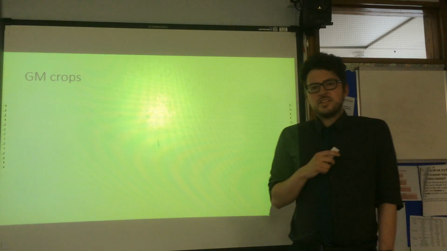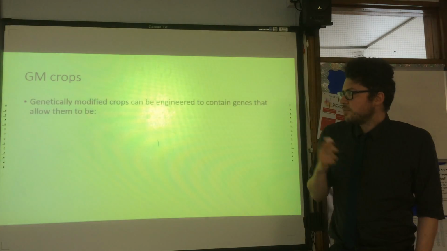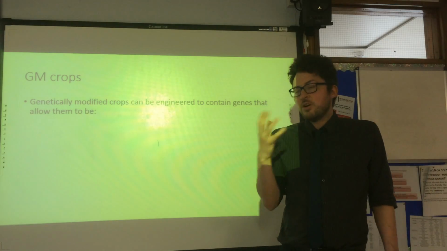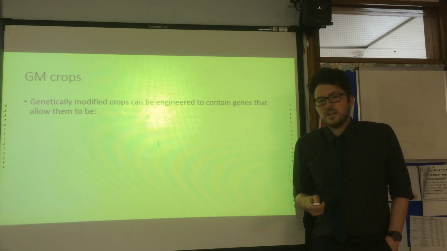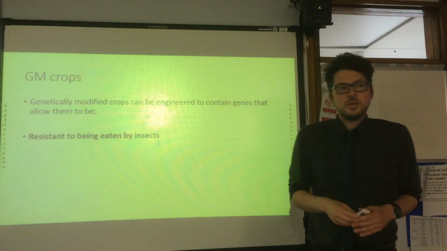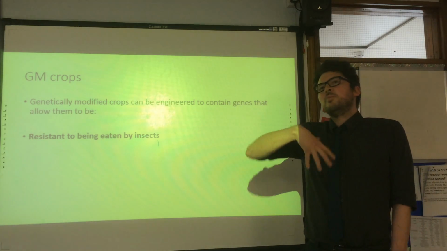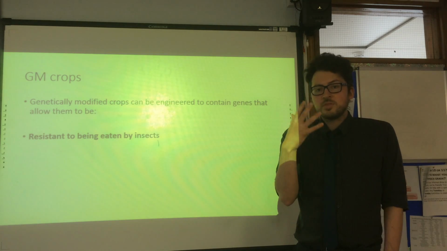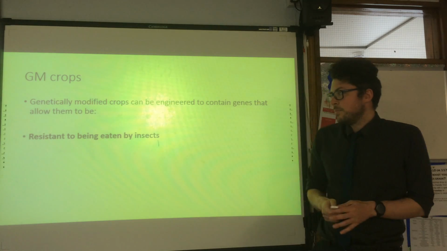So, another thing you need to know about is GM crops. Now, GM crops are just plants that have been genetically modified. And they could be genetically modified to have these features. Resistant to being eaten by insects. So a gene may allow the plant to produce a chemical that stops the insects from eating them. That could be one example.